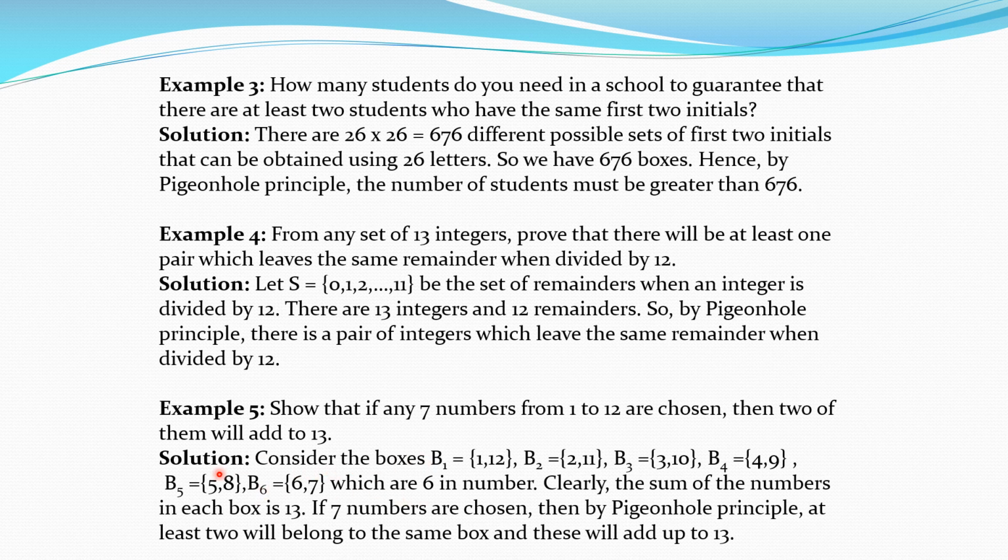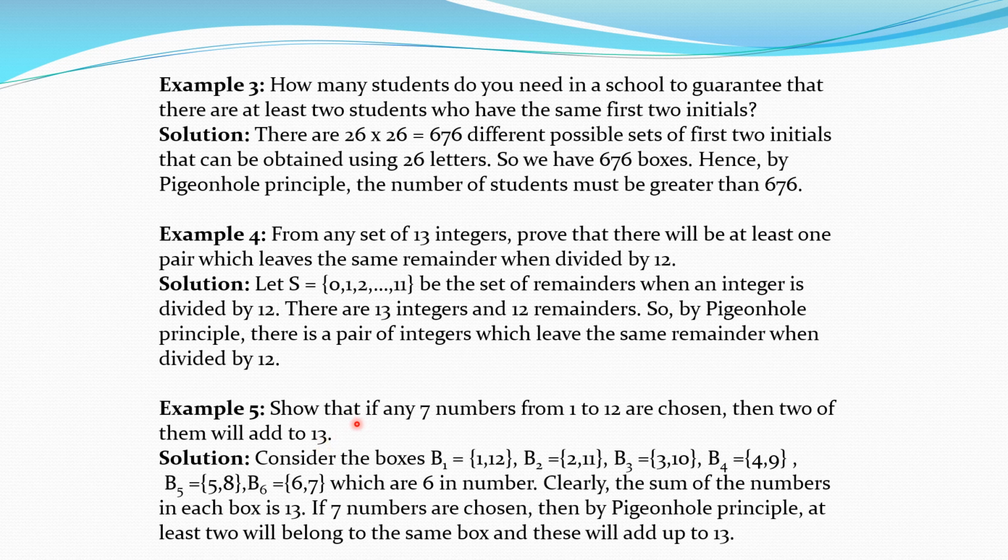Now, if you observe all the 6 boxes, they contain the numbers 1, 2, 3, 4, 5, 6, 7, 8, 9, 10, 11, 12. It means the union of all these boxes is 1 to 12, so all the numbers are covered in these 6 boxes. Now, from 1 to 12 we are selecting 7 numbers, which is nothing but selecting 7 numbers from these 6 boxes. Suppose from each box we have selected one number. In this way we will get 6 numbers.